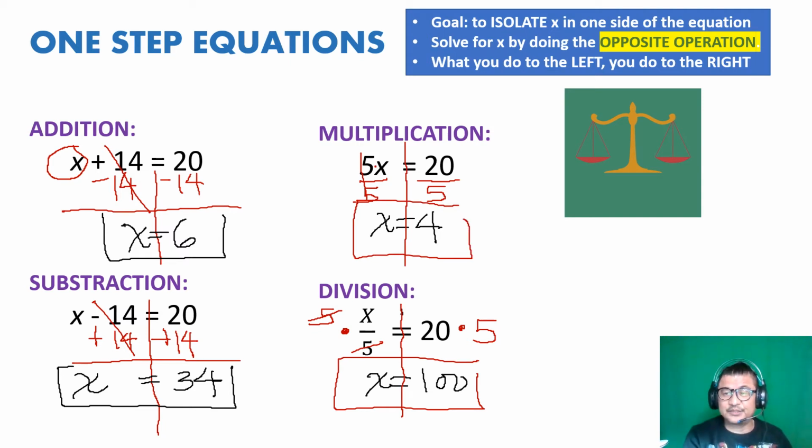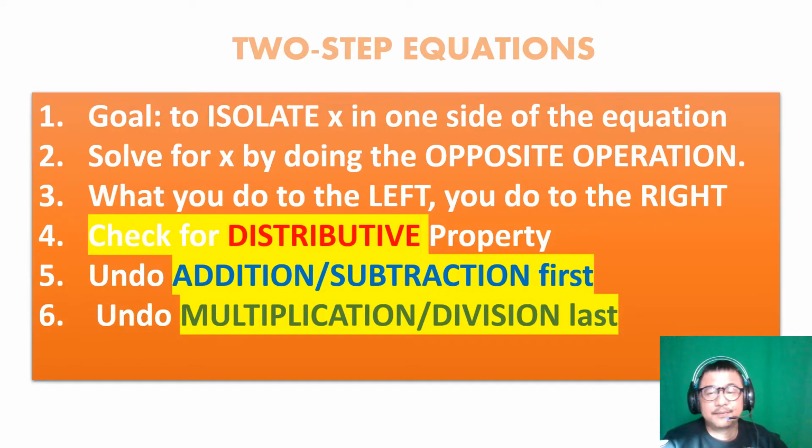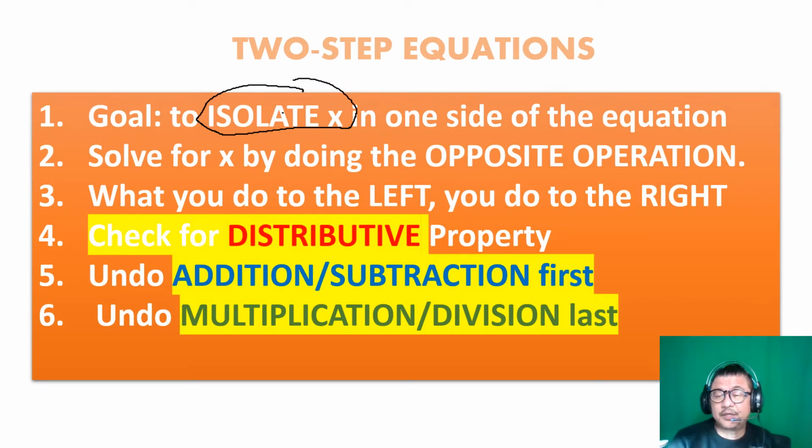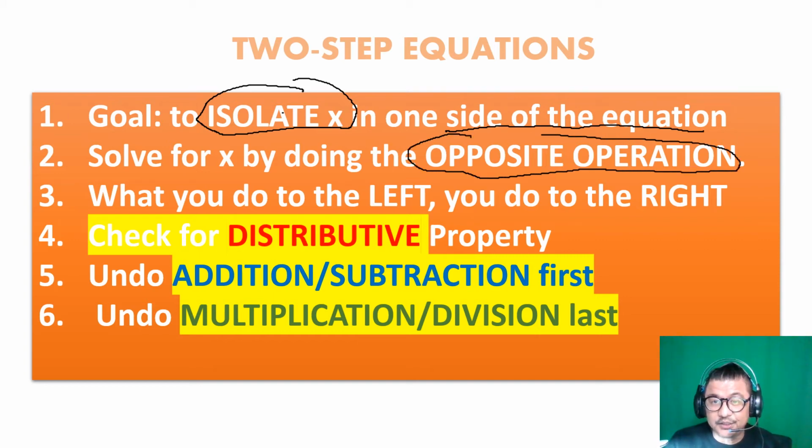Are you ready for two step? Here we go. Now we move on to two-step equations. It is also based on one-step equations. Check this out. Our goal is always to isolate x. X is a loner. He wants to be alone. Get rid of you. All the operations beside me, get away. And he wants to stay on one side of the equation, either the left or the right. And how did we do that? The opposite operation. And then what else? Balance principle. What you do on the left, you do on the right to maintain the balance.